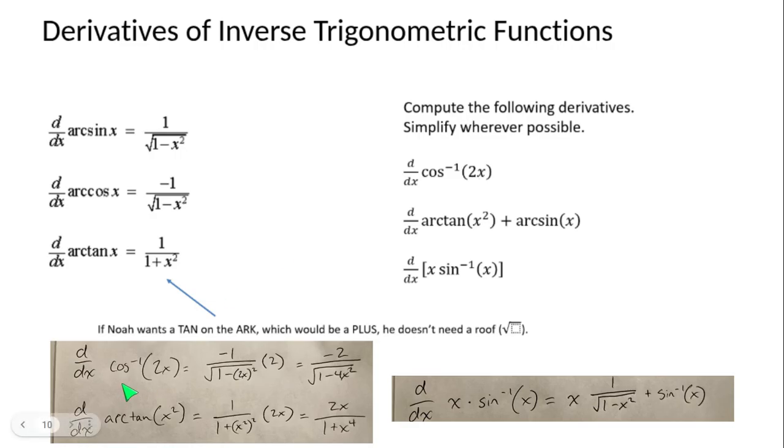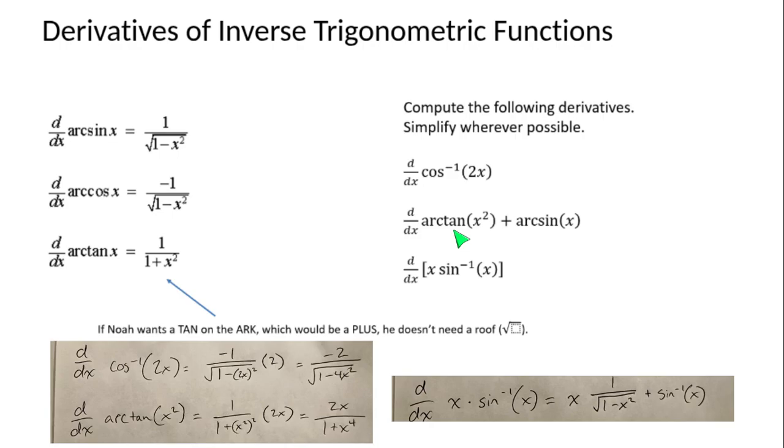So the derivative of inverse cosine of 2x is going to be derivative of inverse cosine, which is this, but I need to put the 2x in place of x, which I do. Then I do the derivative of the inside, which is 2. Multiplying and simplifying, I get negative 2 over square root of quantity 1 minus 4x squared. That is my answer. Now let's look at the second one.